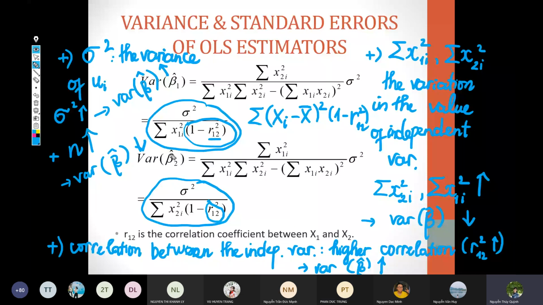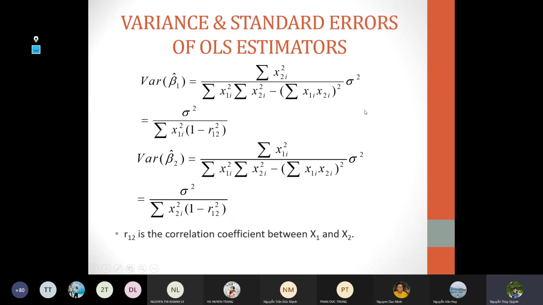Any other questions? All right, so remember it. We have 4 factors that affect the precision of our OLS estimators. All right, so next.